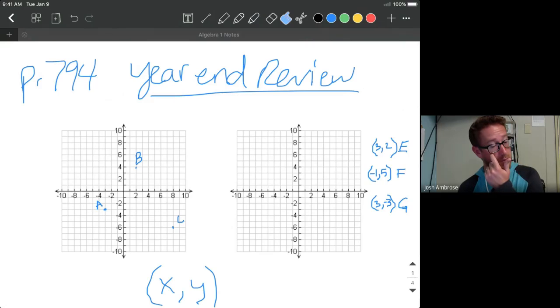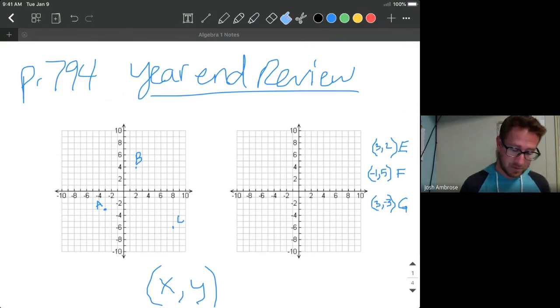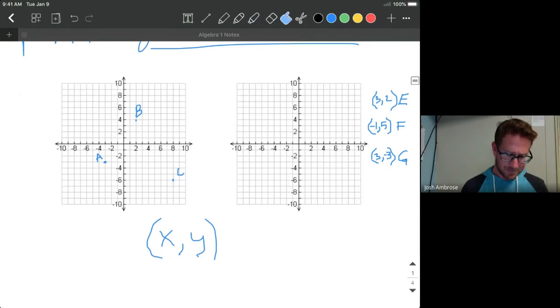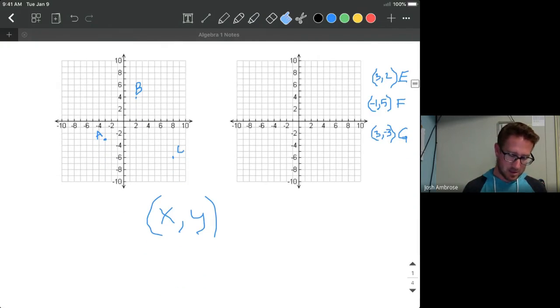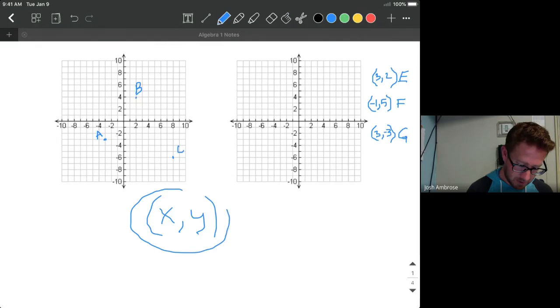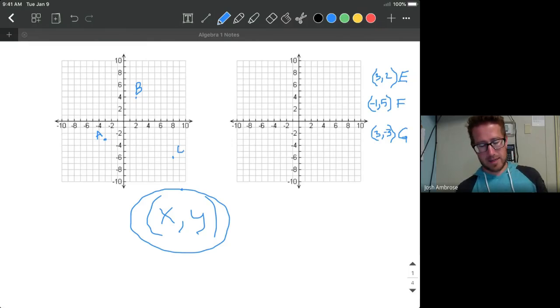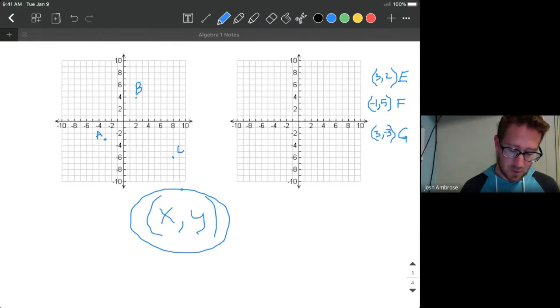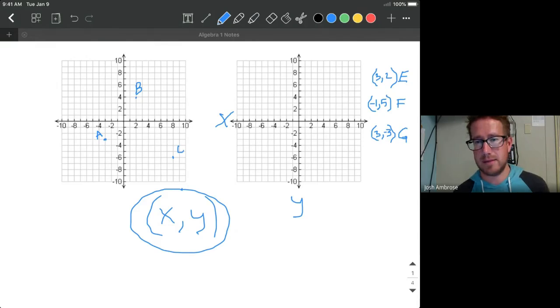All right, so let's jump into this. Page 794, year-end review. And we've got a couple main things just to go over. All right, so the first thing here is that a coordinate is going to be represented by two numbers, right? You're going to be looking at an x value and a y value, because on your coordinate plane, you have a y-axis. That's the axis that goes up and down. And you have an x-axis, and that's the axis that goes left and right, okay?